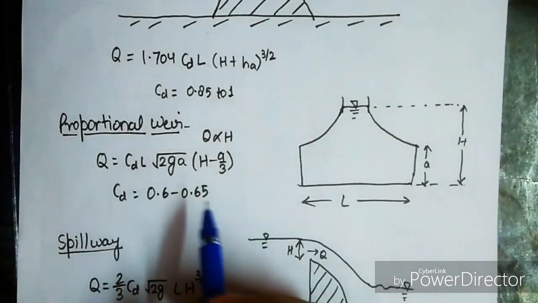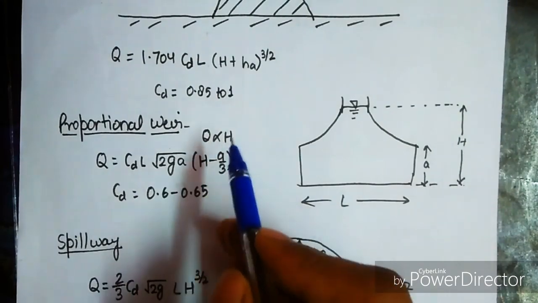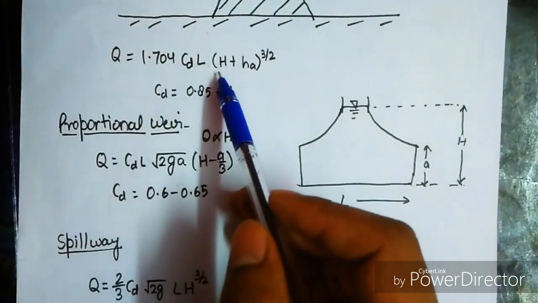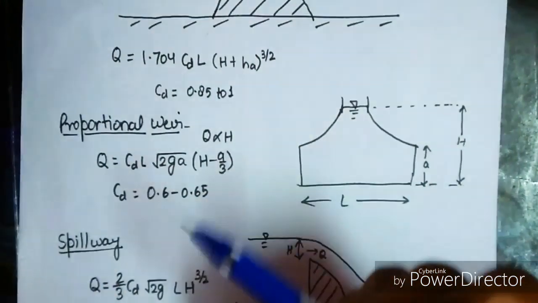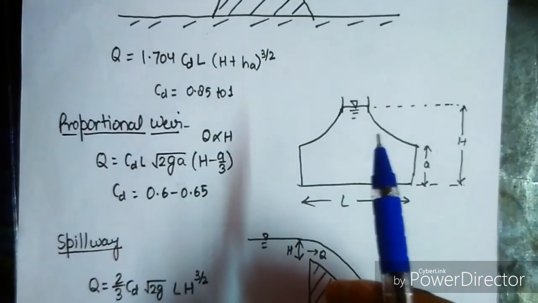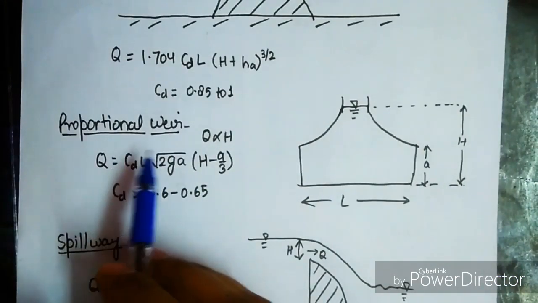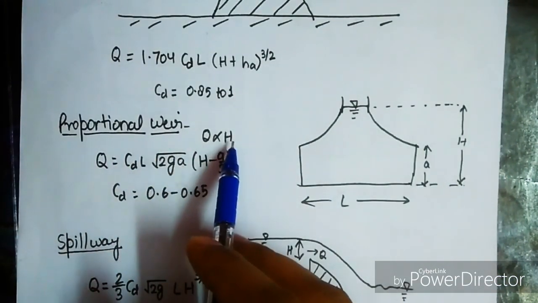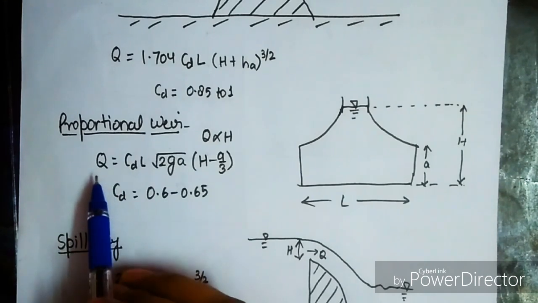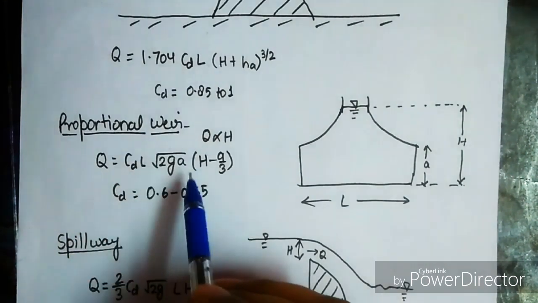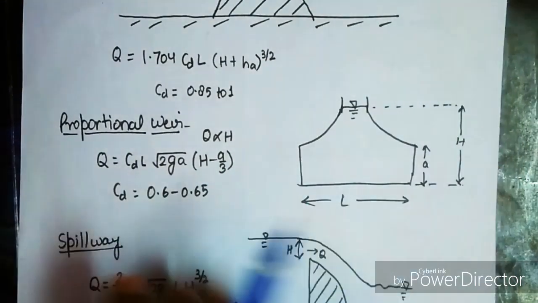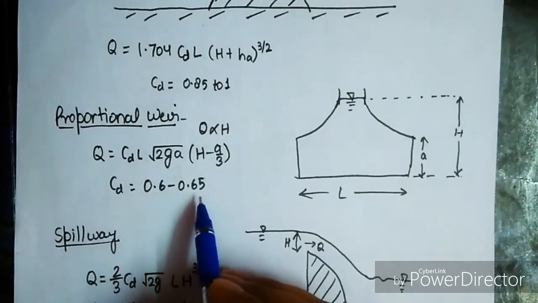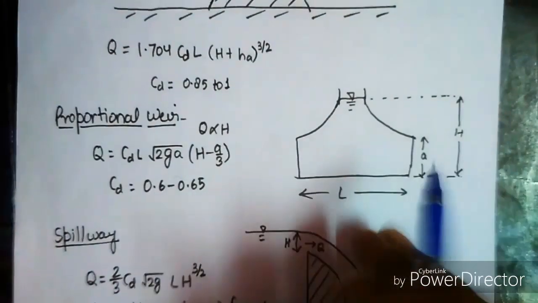In the case of proportional weir, Q is directly proportional to H. Usually we have seen in other cases like Q was directly proportional to H raised to the power 3 by 2, or in the triangular weir it was proportional to H raised to the power 5 by 2. But in the proportional weir, Q is directly proportional to H. Here we write the value of discharge equal to CD L root 2g A (H minus A by 3). This is the A. This is the hyperbolic curve. CD equals 0.5 to 0.6 to 0.65.